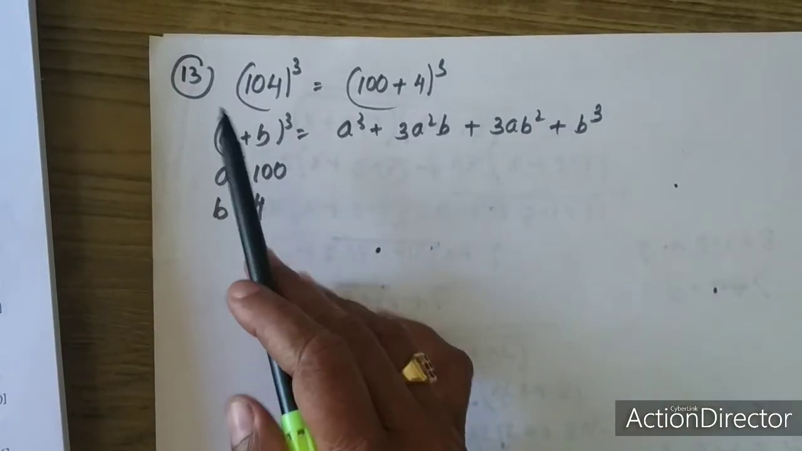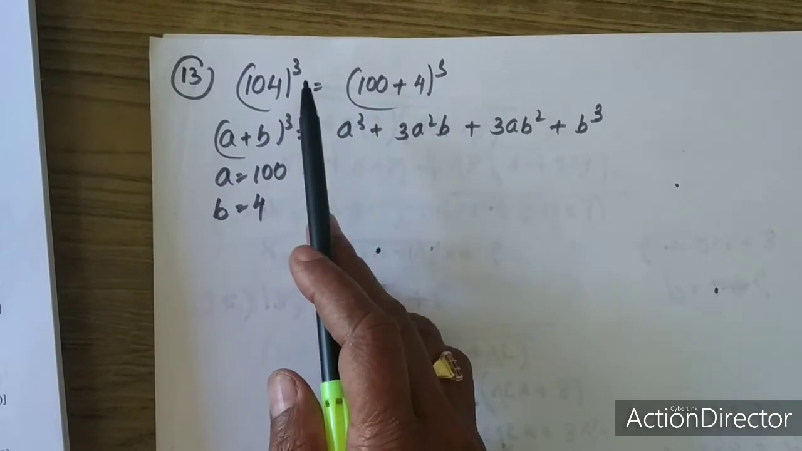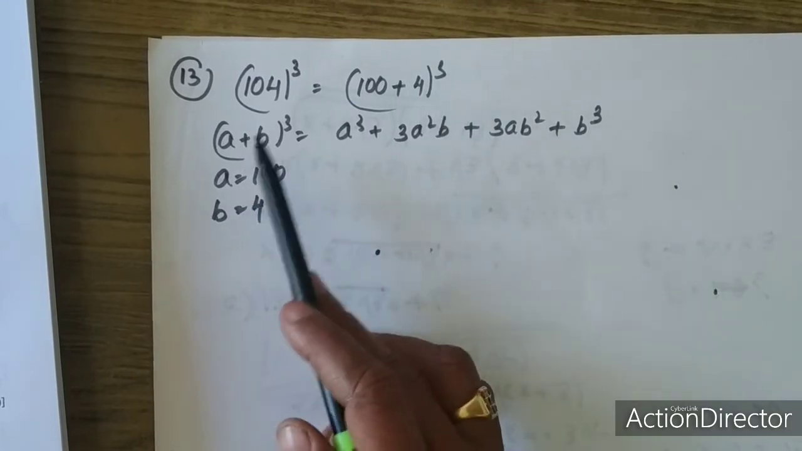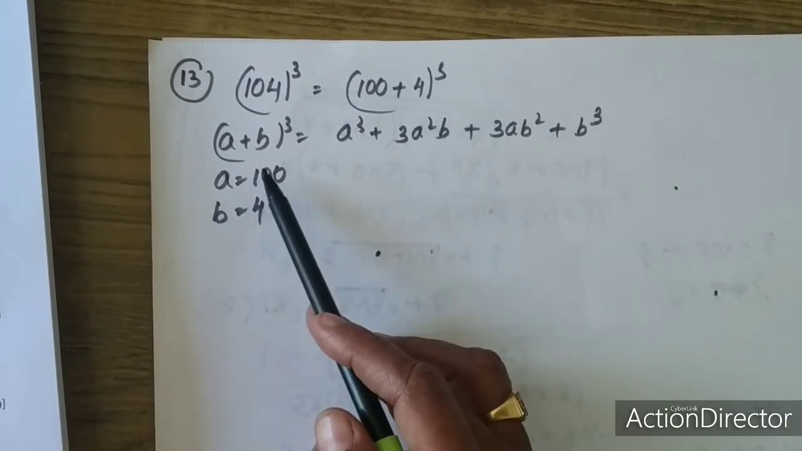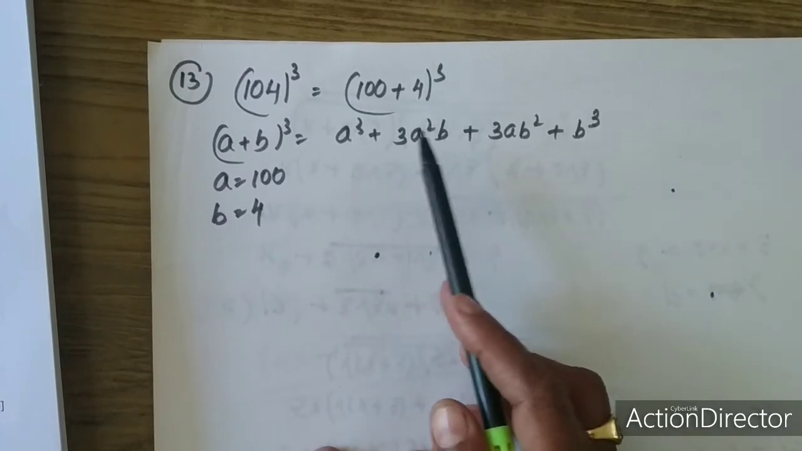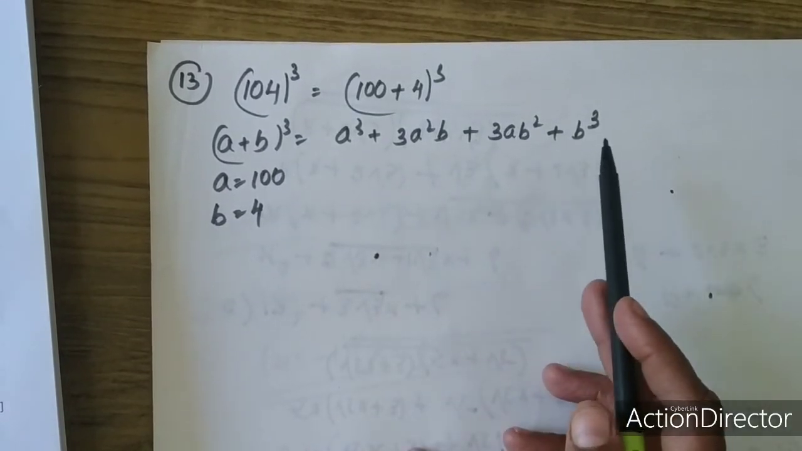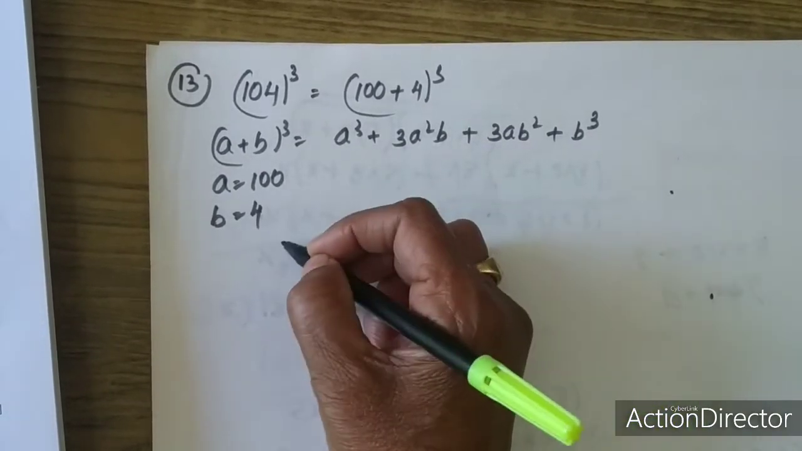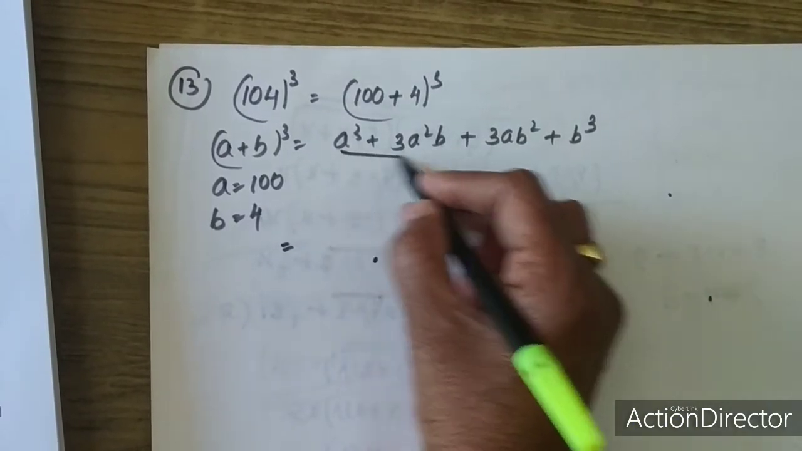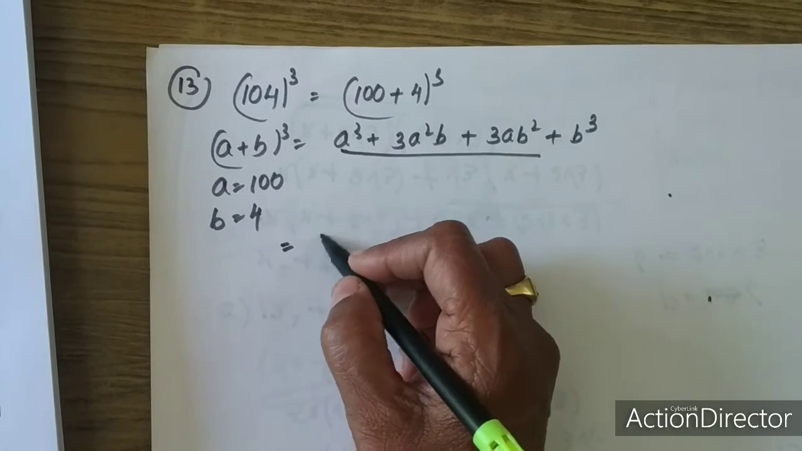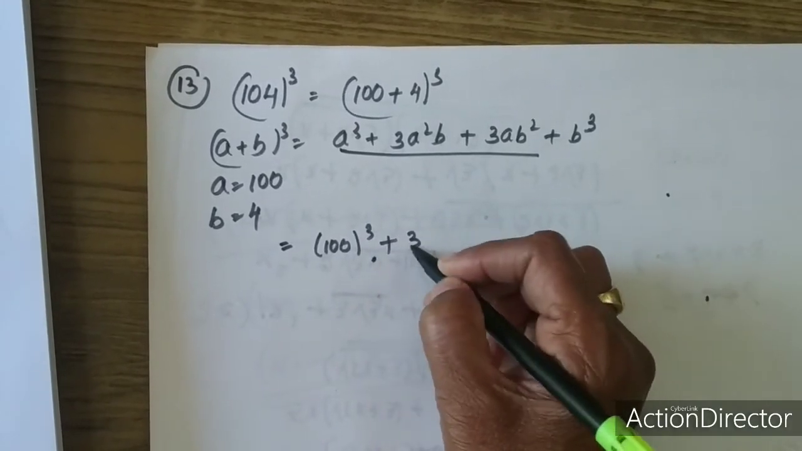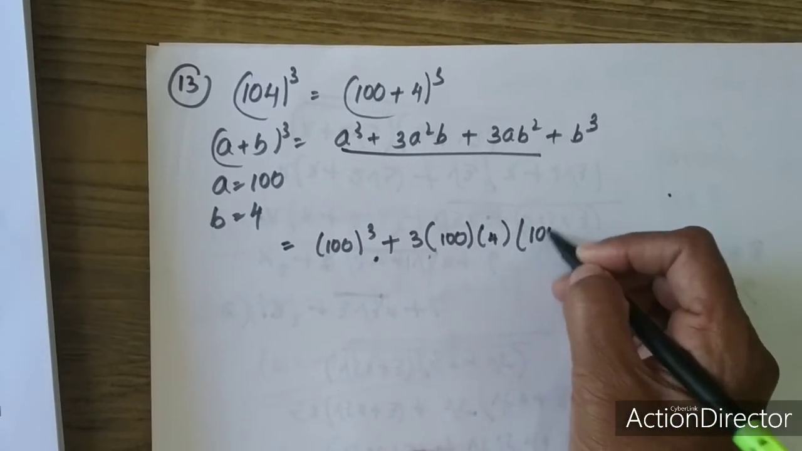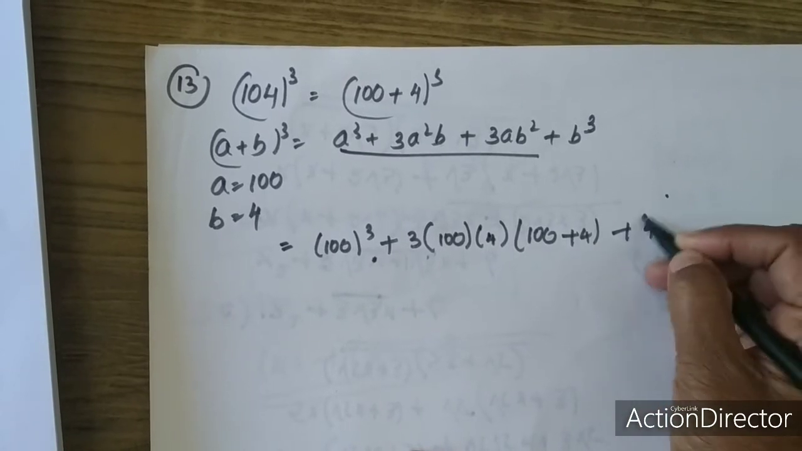Next one, using identity you have to find the value of 104 whole cube. 104 whole cube can be split as 100 plus 4 whole cube. So this is nothing but a plus b whole cube. A plus b whole cube is a cube plus 3a square b plus 3ab square plus b cube. Here a is equal to 100 and b is equal to 4. So we'll replace the values of a and b in the identity. So it is nothing but 100 cube plus 3 into 100 into 4. We can take it common over here, 100 plus 4, and b cube, 4 cube.